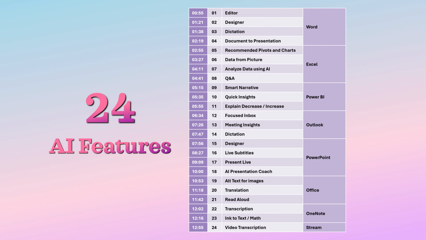Let's welcome the new year with 24 AI features in Office platform. These features do not require Copilot. These are the topics we are going to cover. You can jump to the topic you want by going to the table of contents.